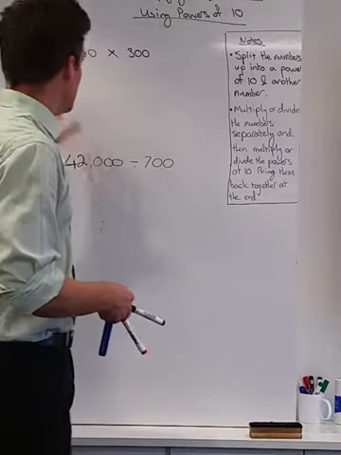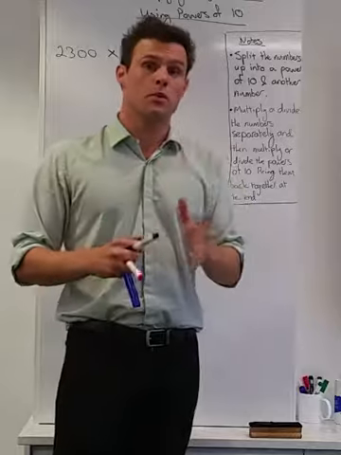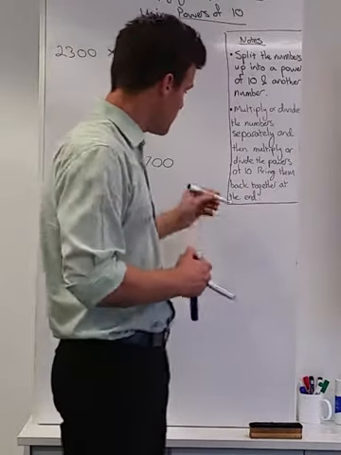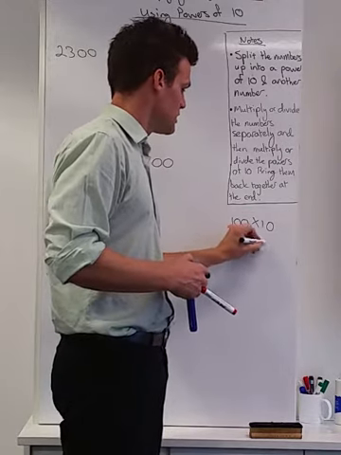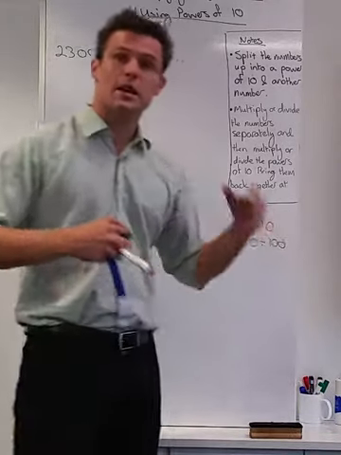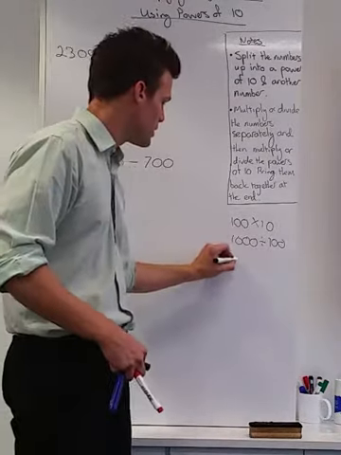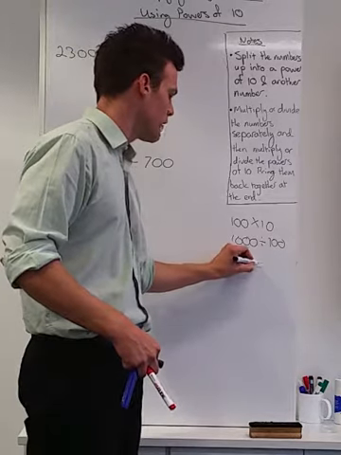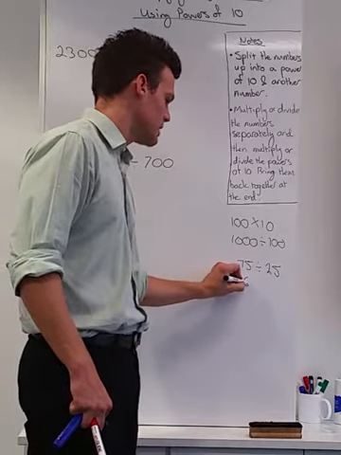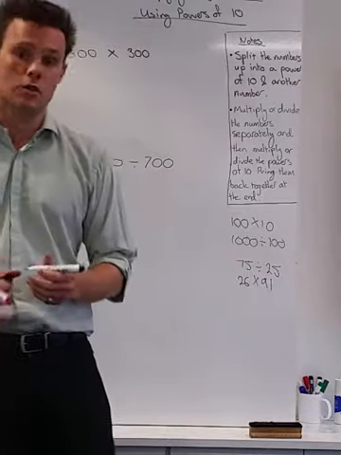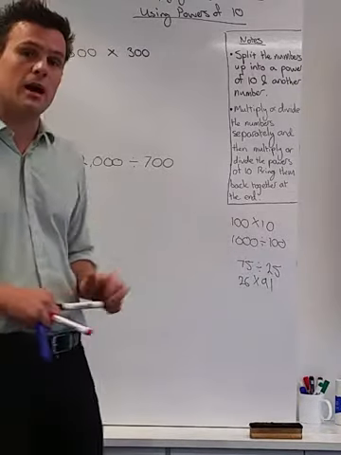Okay, so in order to multiply these kinds of numbers, we need to be comfortable working with powers of 10, something like 100 times 10 or 1,000 divided by 100. And you also need to be comfortable multiplying and dividing multi-digit numbers. So you need to be okay with, for example, 75 divided by 25, and, let's say, 26 times 91, that sort of thing. You need to be okay doing both.